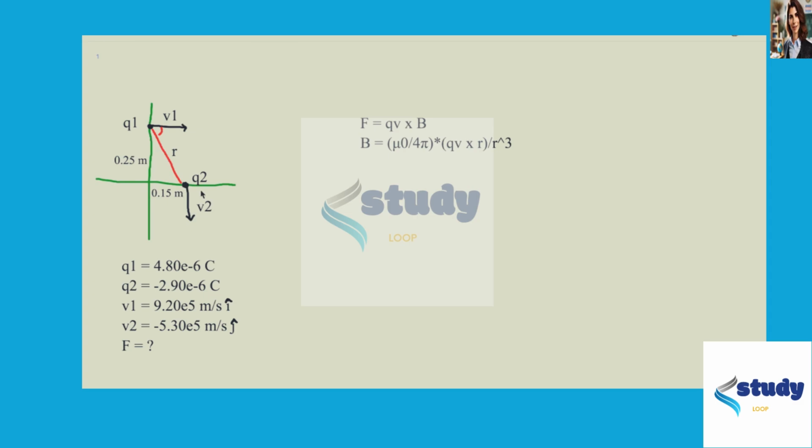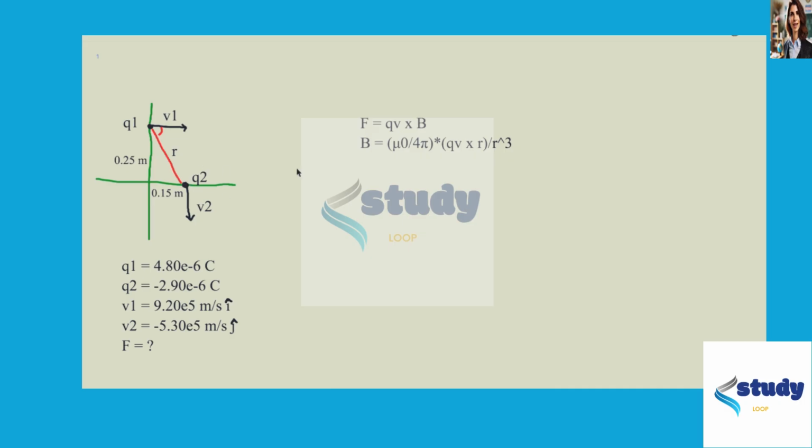And it's at (0.15, 0, 0). So that means it lies at 0.15 meters on the x-axis, and the other two coordinates are 0. So we're asked, at this point, what are the magnitude and direction of the magnetic force that Q1 exerts on Q2?